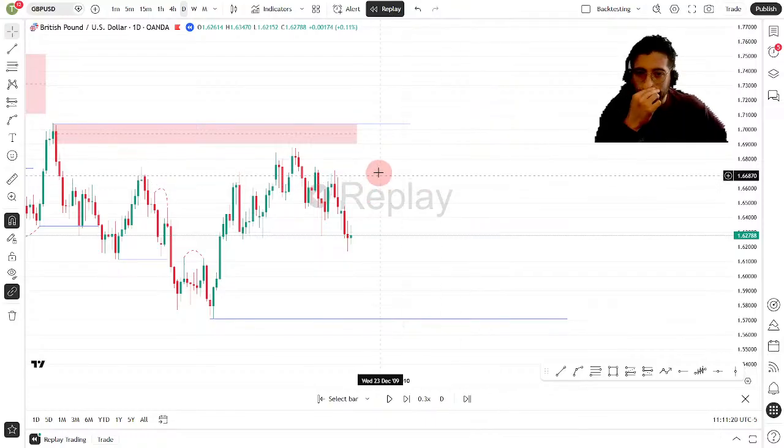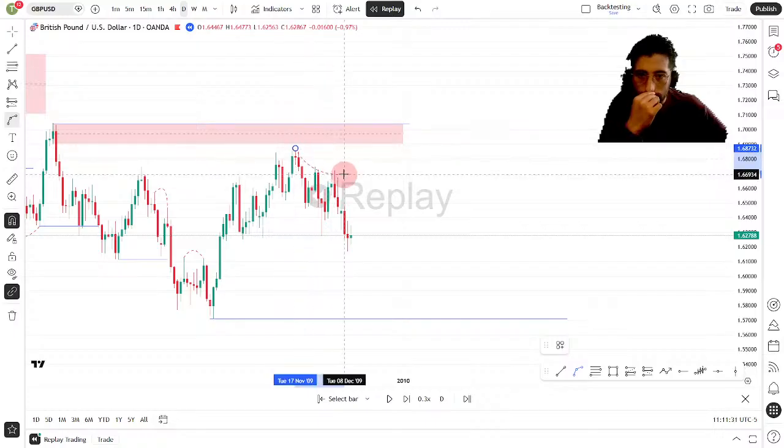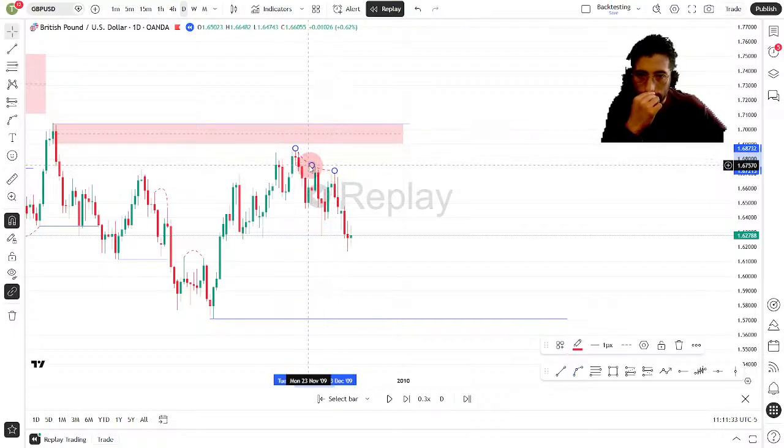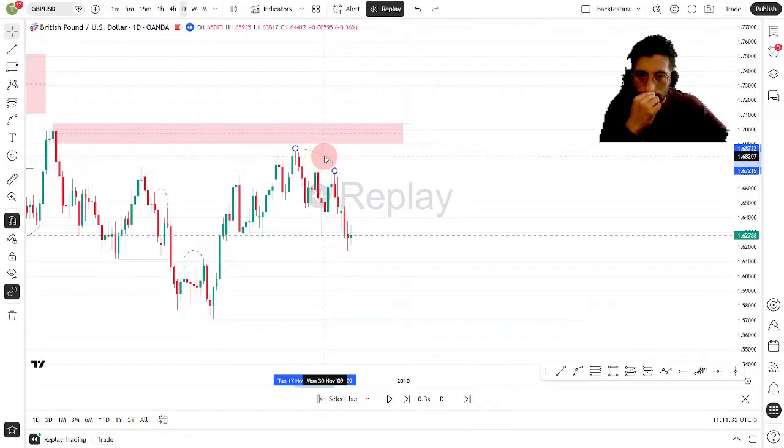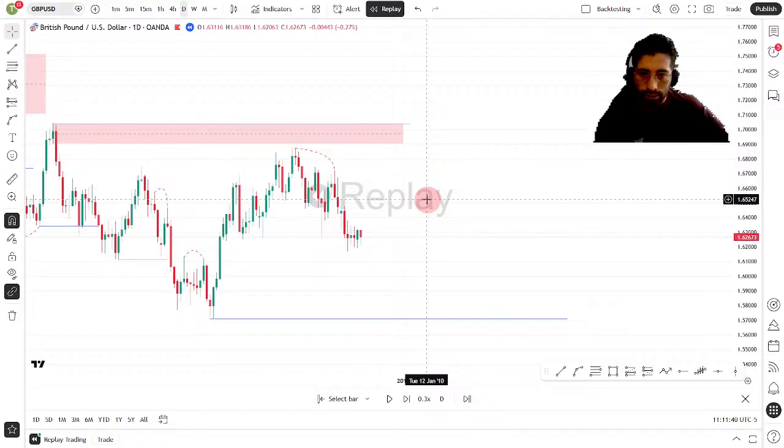Let's continue. Yeah, I would say the price will enter on this because here these highs are too connected, and there's a great chance to be mitigated by the price. So let's see what actually happens.